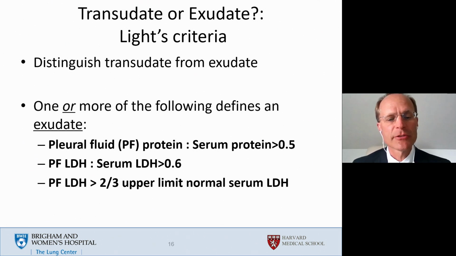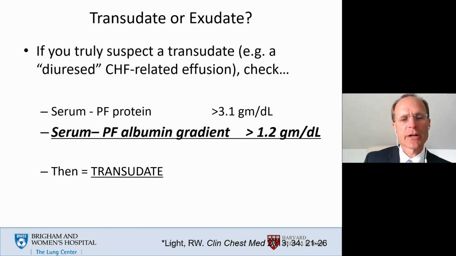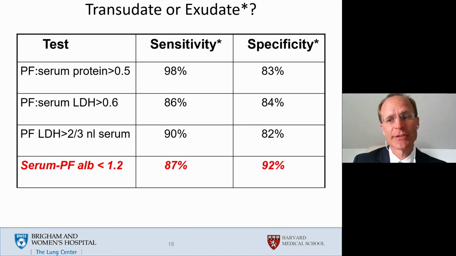When analyzing the pleural fluid, we appropriately focus on LDH, total protein, or the Light's criteria using these ratios. I want to point out, however, in the next slide, that the serum to pleural fluid albumin gradient, similar to what we would use for ascites, the serum albumin gradient or the SAG, of greater than 1.2 grams per deciliter is also a very important metric to define a transudate.